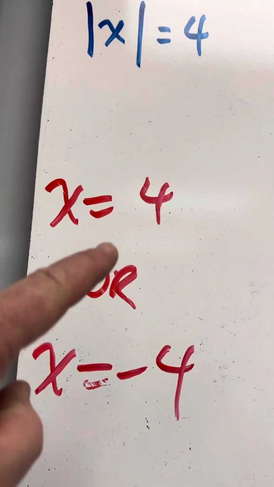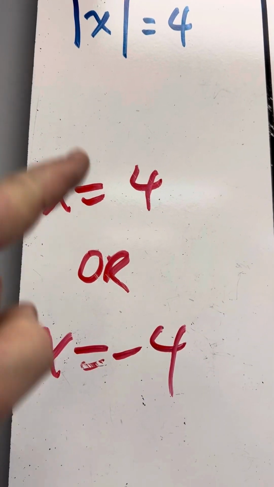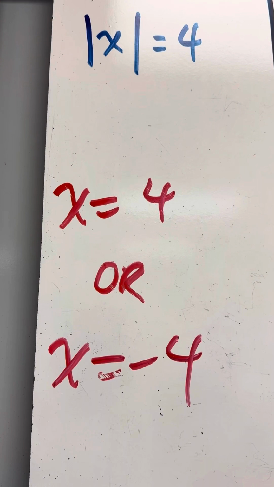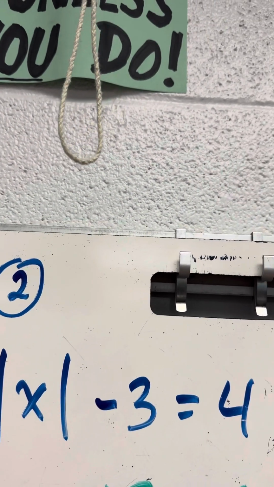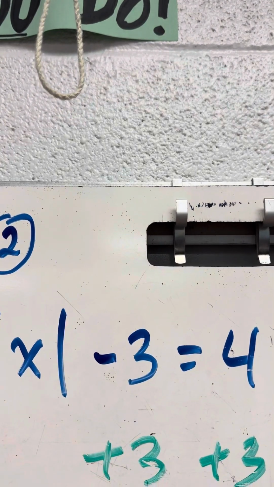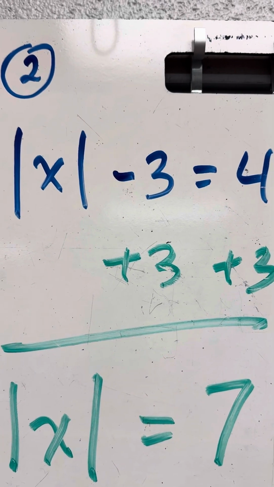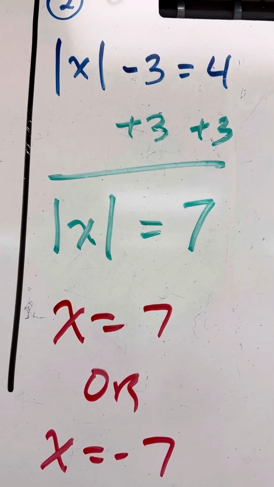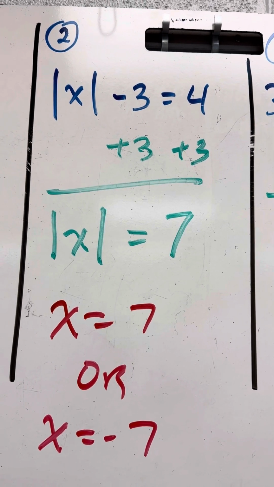Because if I put 4 in for x, I'll get 4. If I put negative 4 in for x, I'll also get 4, right? So if I say absolute value of x minus 3 equals 4, I'm going to add 3 to both sides. I get absolute value of x equals 7. Okay, so x equals 7 or negative 7.